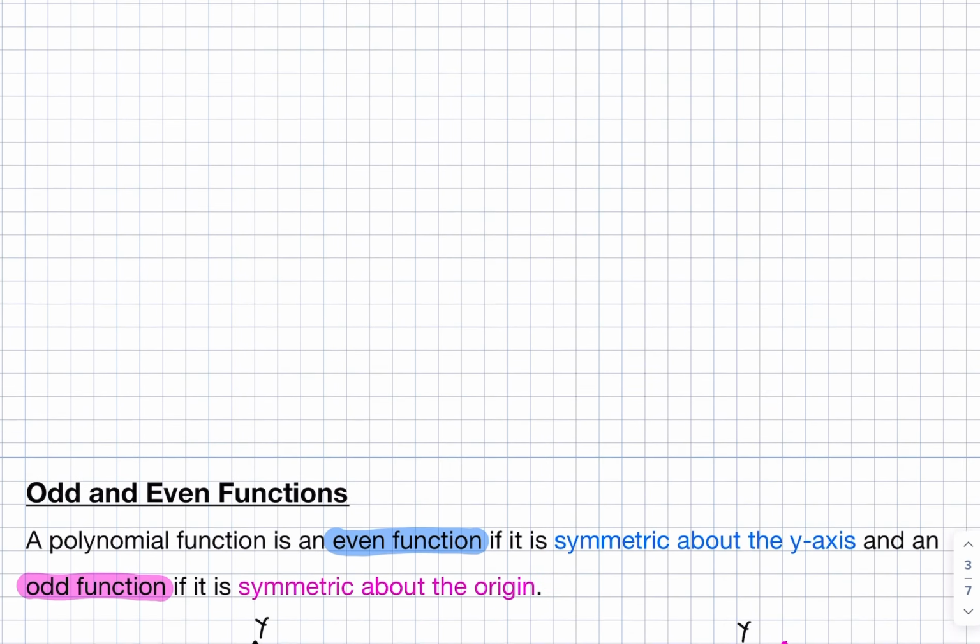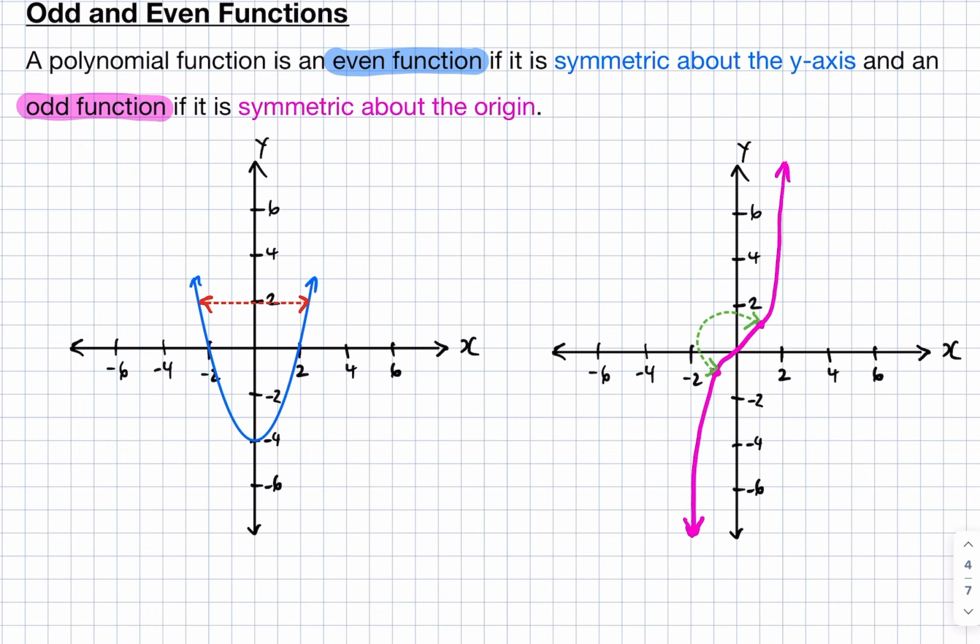Now, let's move on to the topic of odd and even functions. A polynomial function is an even function if it is symmetric about the y-axis, and an odd function if it is symmetric about the origin. Let's take a look at the even function for a minute. An even function is going to be symmetric about the y-axis. So take a look at this parabola. The axis of symmetry is right here, our y-axis.